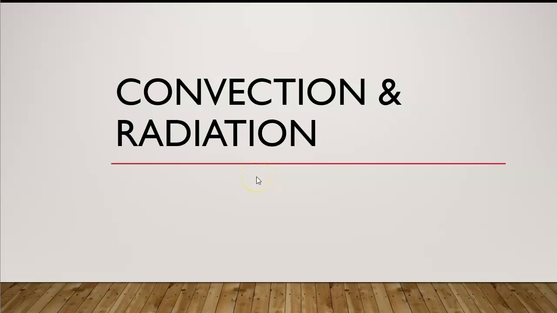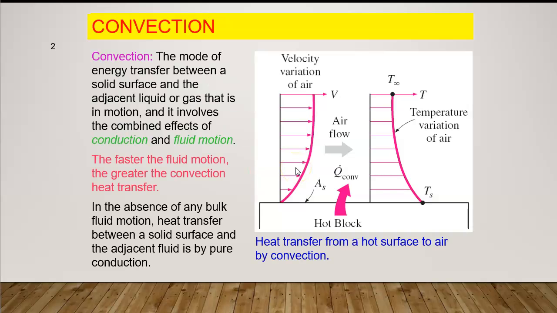Today we will continue on the next topic, which is convection and radiation. Before this we learned about conduction, which is heat transfer by using solids. Most of them are solids. Here we'll learn what convection and radiation are. Basically, convection is a mode of heat transfer between a solid surface and adjacent liquids or gases that are in motion. So it could involve combinations of conduction and fluid motion.